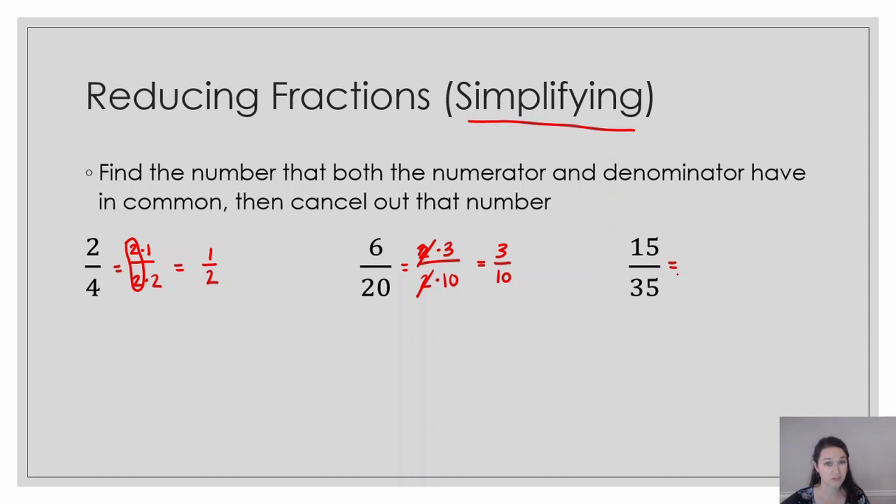15 and 35. Well, let's see. 15 and 35, they both end in a 5, which means they both have a 5 in common. So 15 is 5 times 3 over 35 is 5 times 7. So I can cancel out those 5s, and that equals 3/7. And that would be your final reduced simplified fraction. Nothing else to do with those. Nothing else to cancel out.